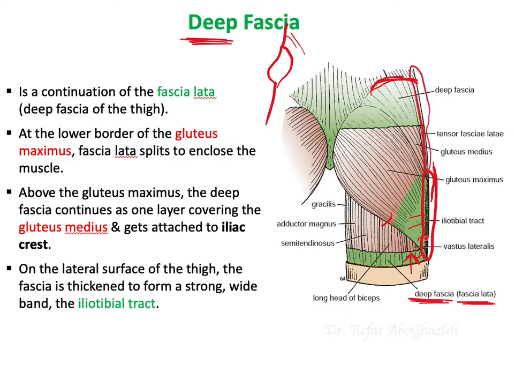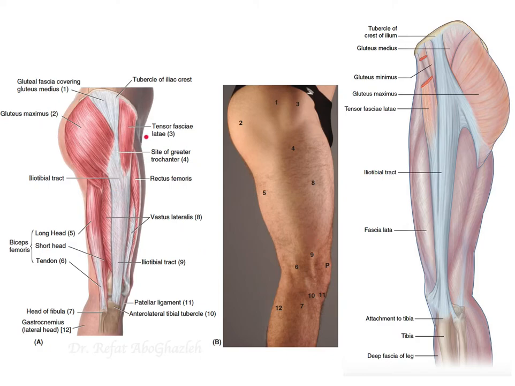So this thickening of deep fascia laterally creates a strong, wide band of deep fascia, which we call the iliotibial tract. Ilio because it's attached to the ilium bone, we'll talk more about that, and to the tibia laterally here. So let me show you where it is. I will start with this one.